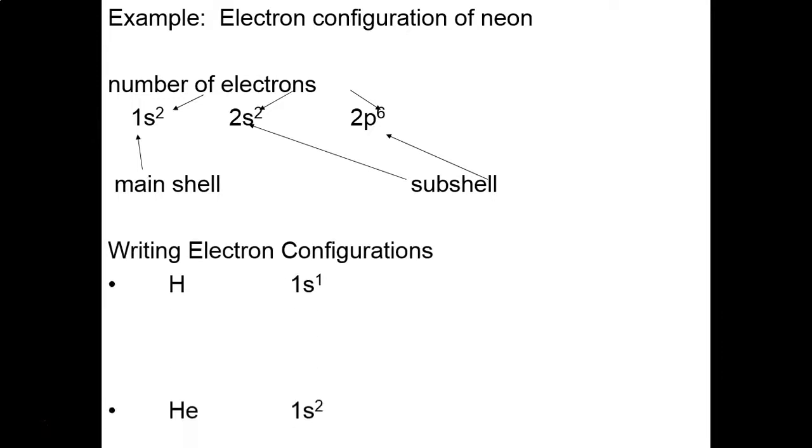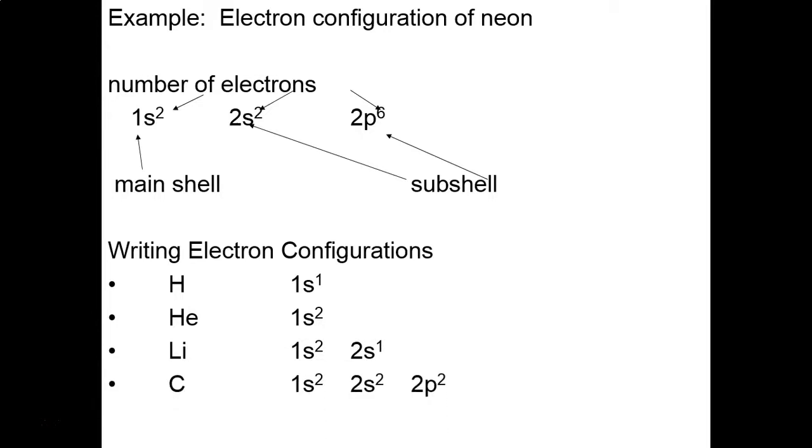So for hydrogen, it's 1s1, helium 1s2, lithium 1s2, 2s1, carbon 1s2, 2s2, 2p2. Notice 6 matches the atomic number, which is the number of electrons because the atom is neutral. Sulfur, go all the way to 3p4.